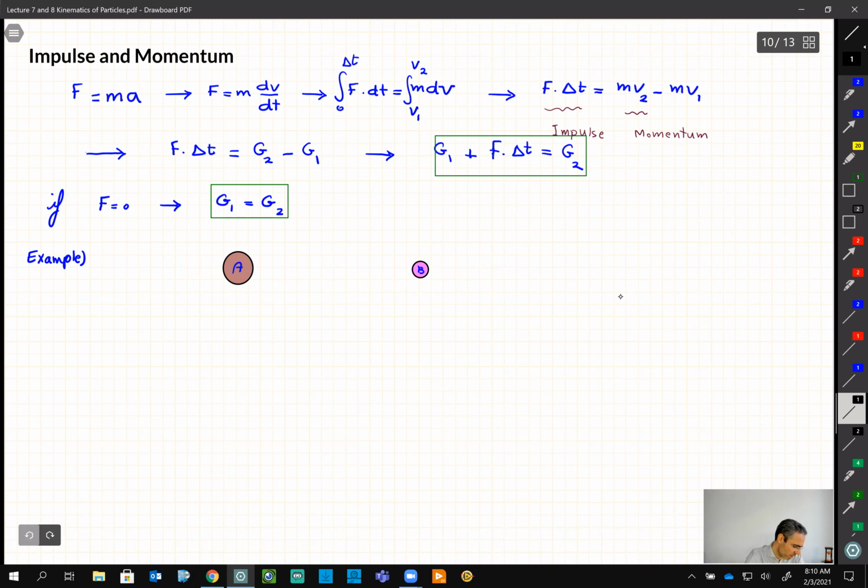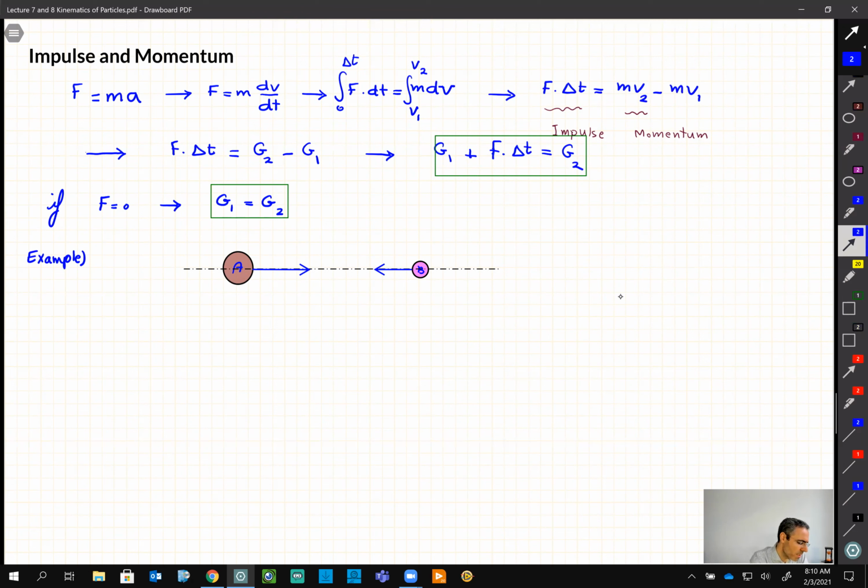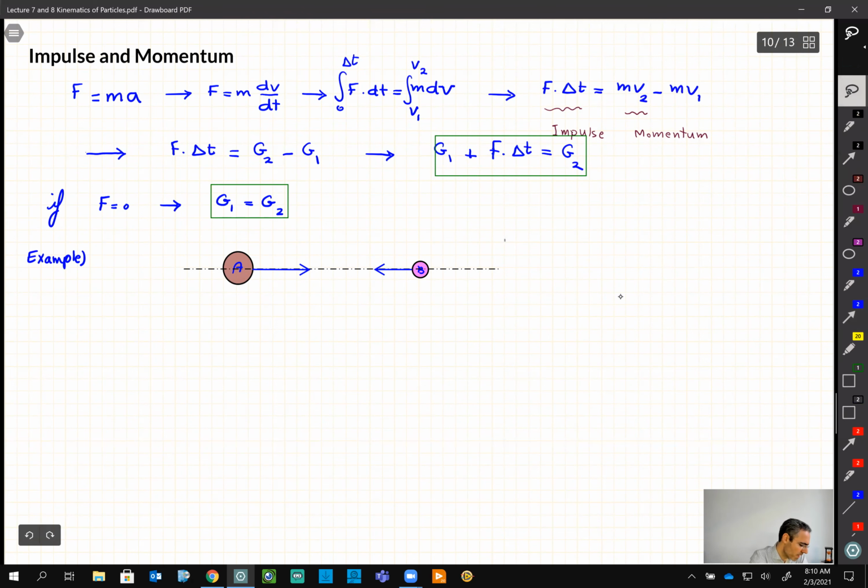Maybe this B, let me write it. Okay. So let's assume that VA has a velocity going that direction, and VB has a velocity coming in the opposite direction. So they collide with each other. And they don't necessarily have to be in opposite directions. The same thing, let me draw it again.